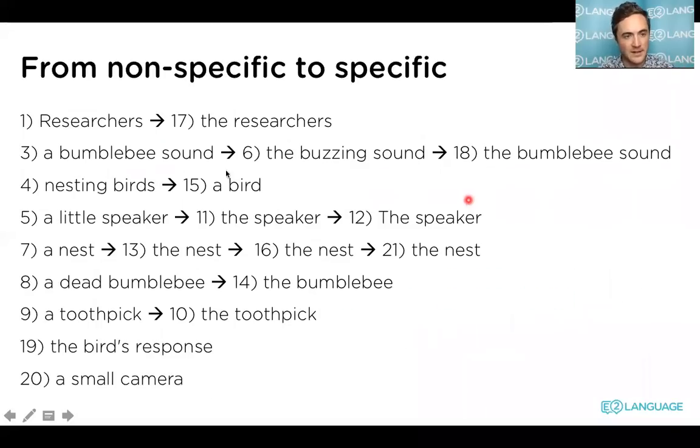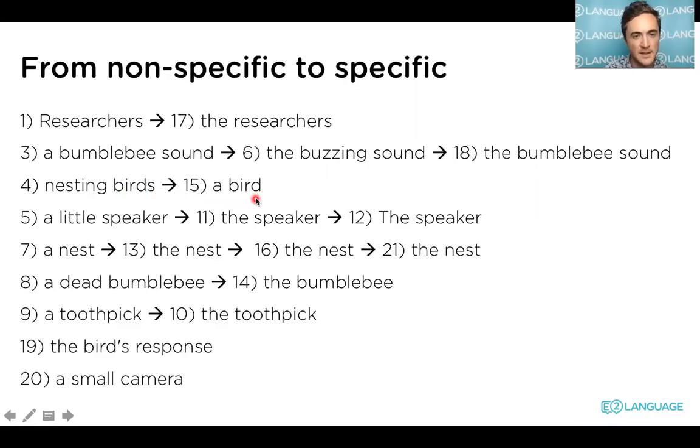This is what I found. Number one, we had researchers. And then the 17th noun became the researchers. Why? Because here it's the first time we mention it. Here, the second time we use the. Number three, we had a bumblebee sound. Number 6, we had the buzzing sound. Number 18, the bumblebee sound. Here there were 3 connections.